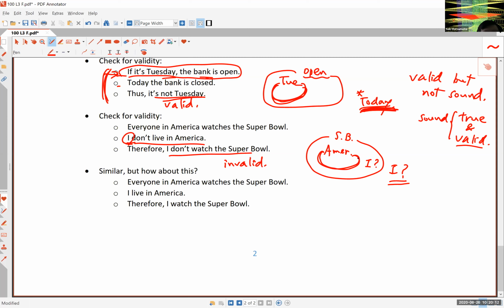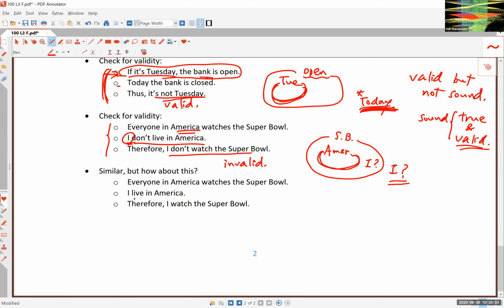So this is invalid. And because it's invalid, it's automatically not sound. And in fact, it's not even true because the first statement is true. This is a worst case situation. It's not valid. It's not true. And clearly, it can't be sound. All right, finally, similar, but how about these?